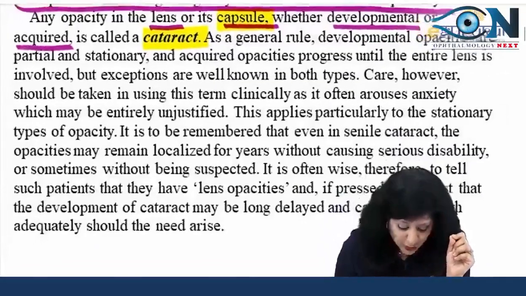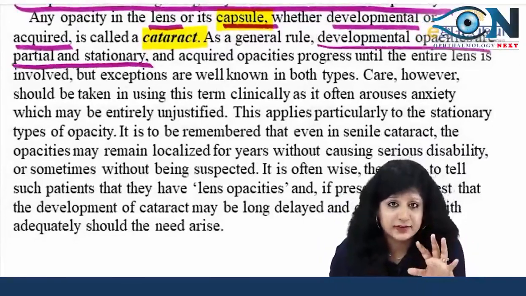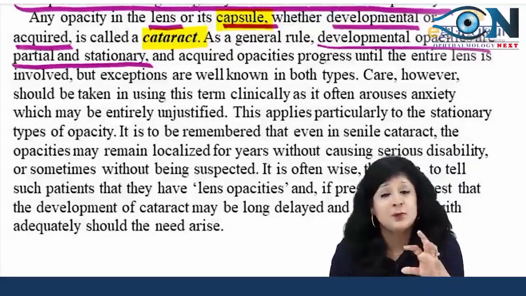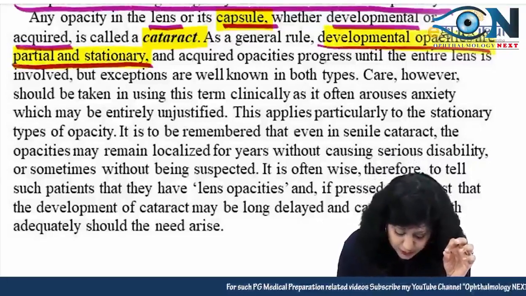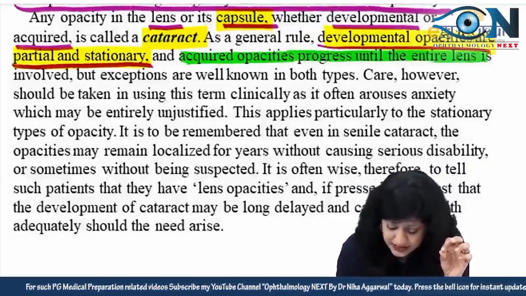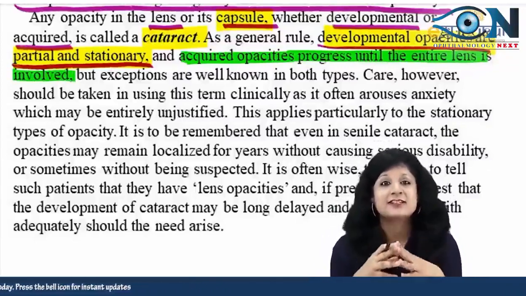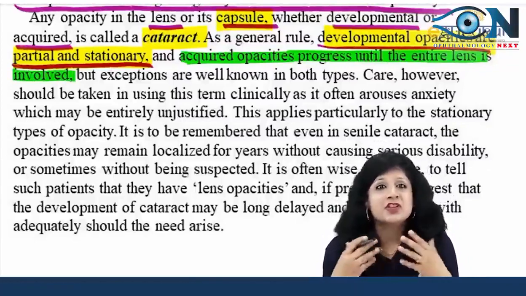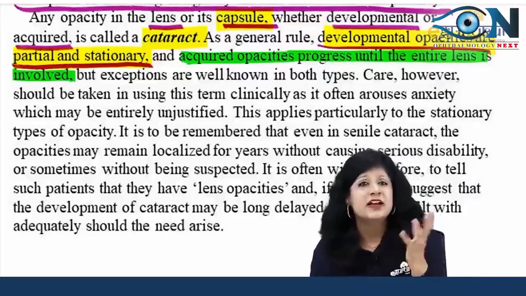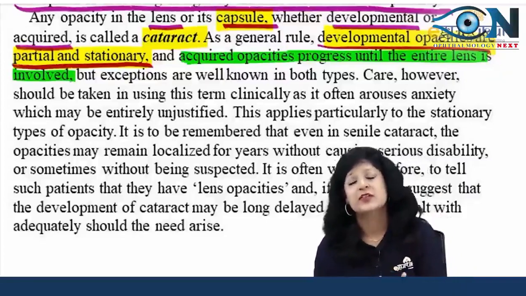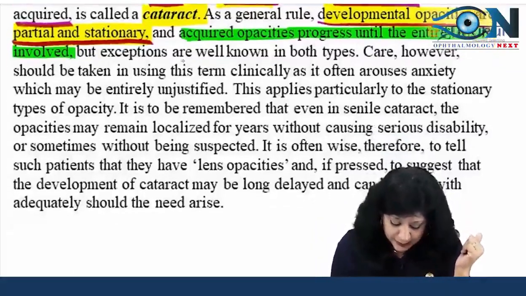As a general rule, developmental opacities are partial and stationary, while acquired opacities progress until the entire lens is involved. You can get exceptions, but I have discussed this many times: nature is always favorable. So if you have a developmental opacity present since birth, usually they are just partial and stationary, but those which come late, the acquired ones, can actually progress. Exceptions are known, as I told you.